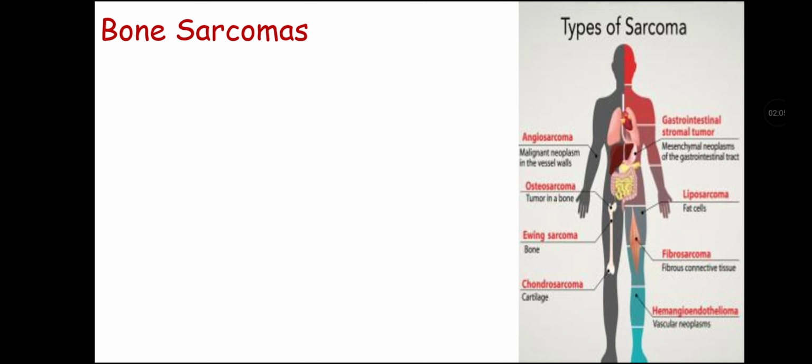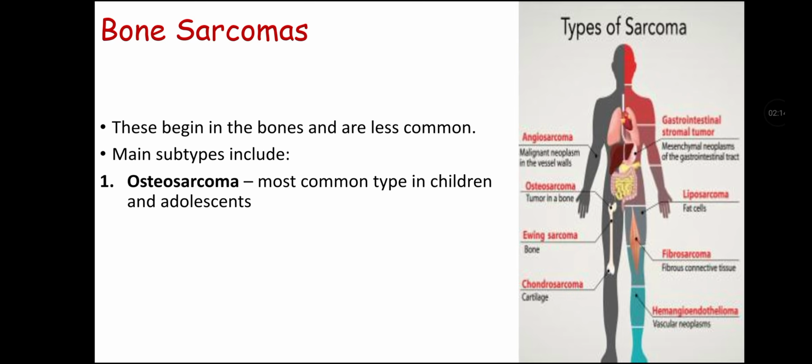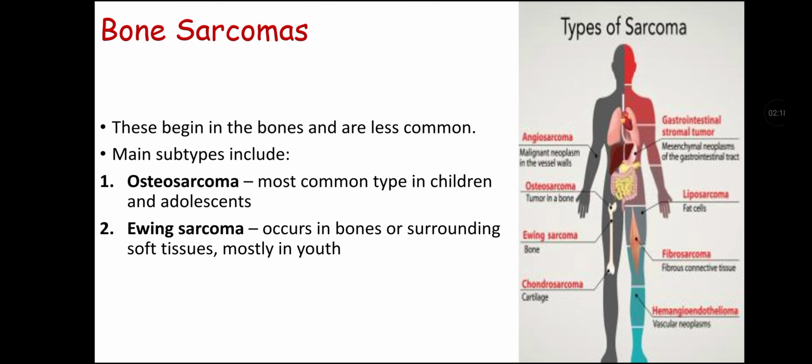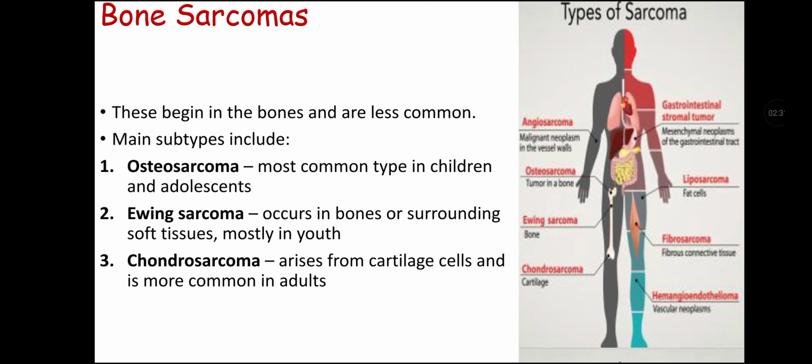The other type of sarcoma is bone sarcoma. They begin in the bone and are less common than soft tissue sarcomas. Their main subtypes include osteosarcoma, the most common type in children and adolescents, and Ewing sarcoma, which occurs in bone or surrounding soft tissue, mostly in youth. The third type is chondrosarcoma, which arises from cartilage cells and is more common in adults.